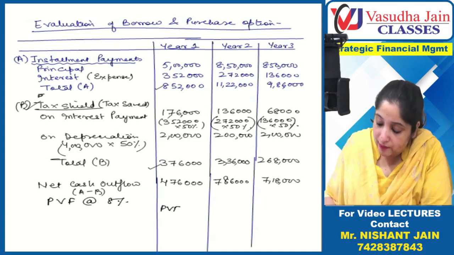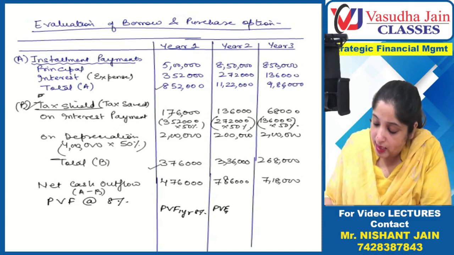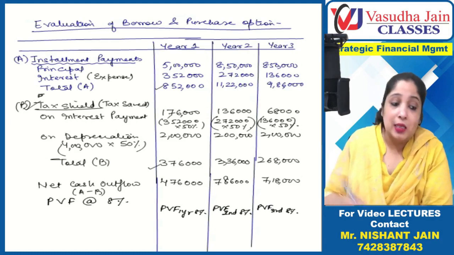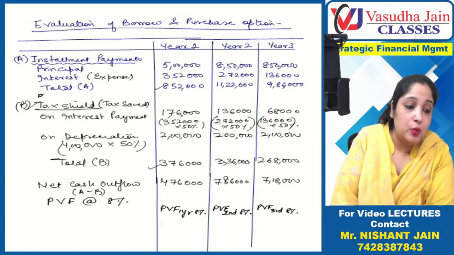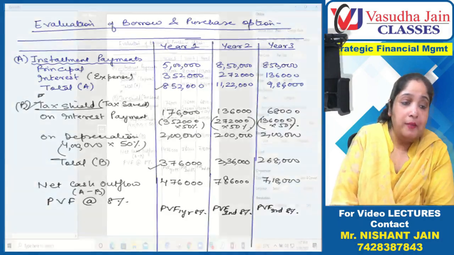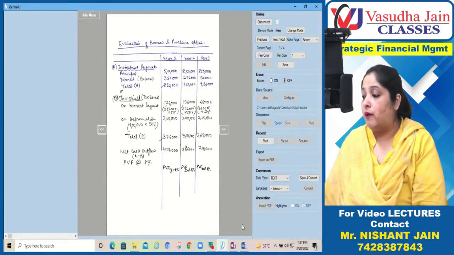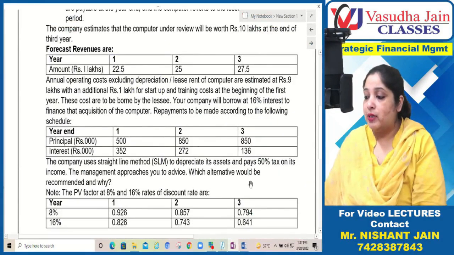Here we will take the present value factor for the first year at 8%, the second year at 8%, and the third year at 8%. This is given in the question. You can see in the question also it is given. These figures are given. We can even calculate them on our calculator, but it is given in the question.